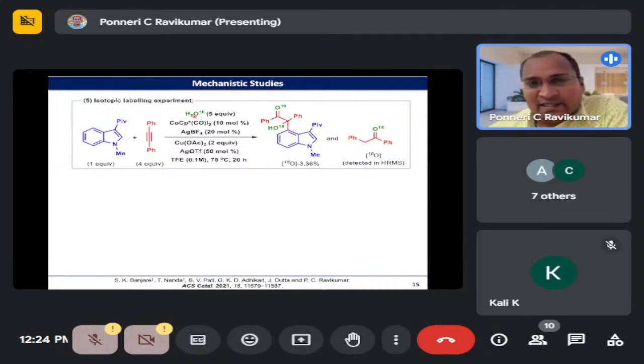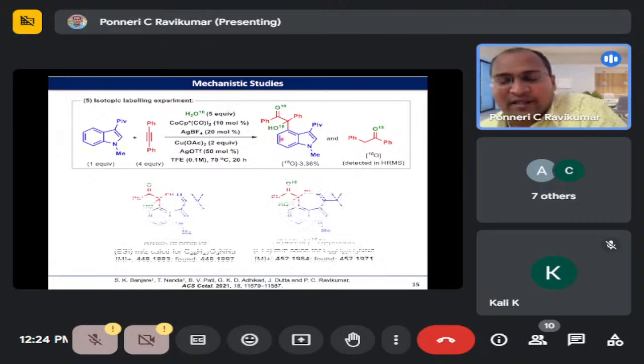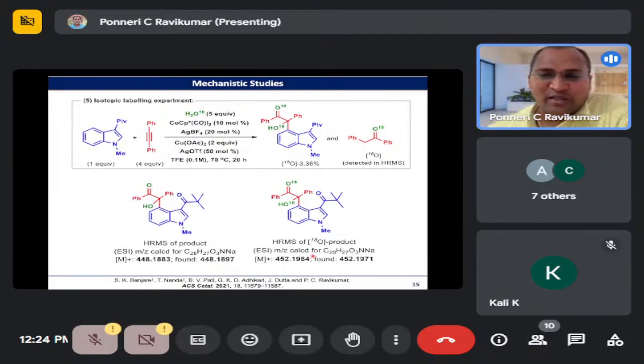So when we added this isotopic labeled water, 5 equivalents, we found that this water is going to the product. Oxygen is going to the product in this product as well as in this product. So this is a clear proof, and this is confirmed by high resolution mass spectrometer. There is a 4 unit jump in the mass peak. This clearly establishes that the water is actually reacting with the alkyne.